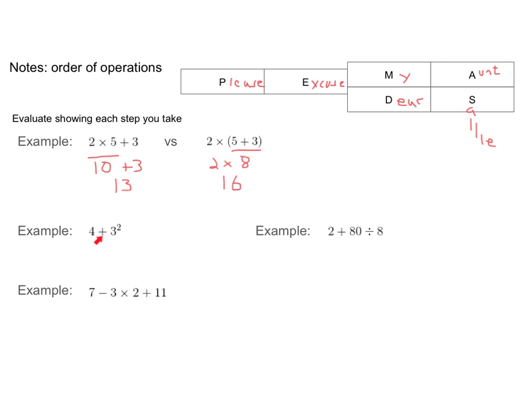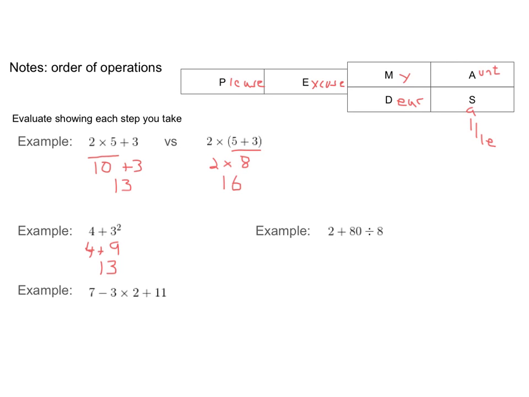Here we have addition and an exponent. Of course the exponent comes before addition, so we're going to do that first. And that gives us 9. And then we're going to do the 4 plus 9. And our final answer is 13.